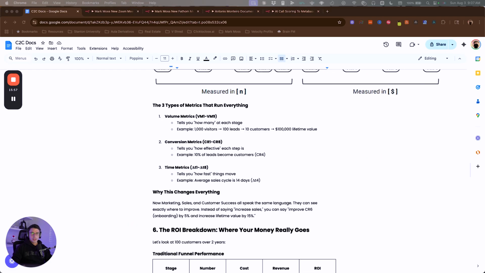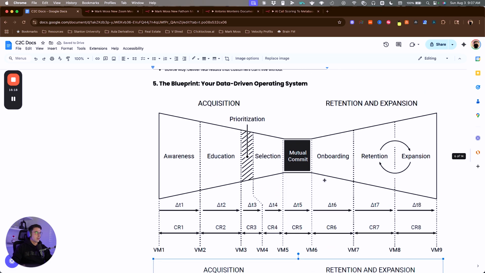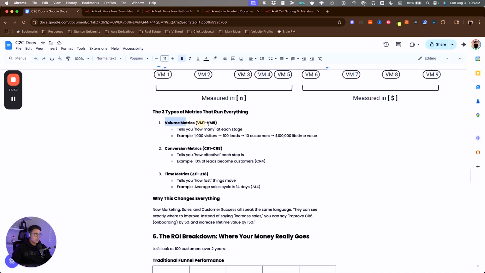So basically, here's a complete overview where we've got the acquisition metrics. You can see that we have the stages of the funnel, and then we have the volume metrics, which is the total number of things. For example, here we've got the volume metrics, how many at each stage: number of visitors, number of leads, number of customers, and number in cash.